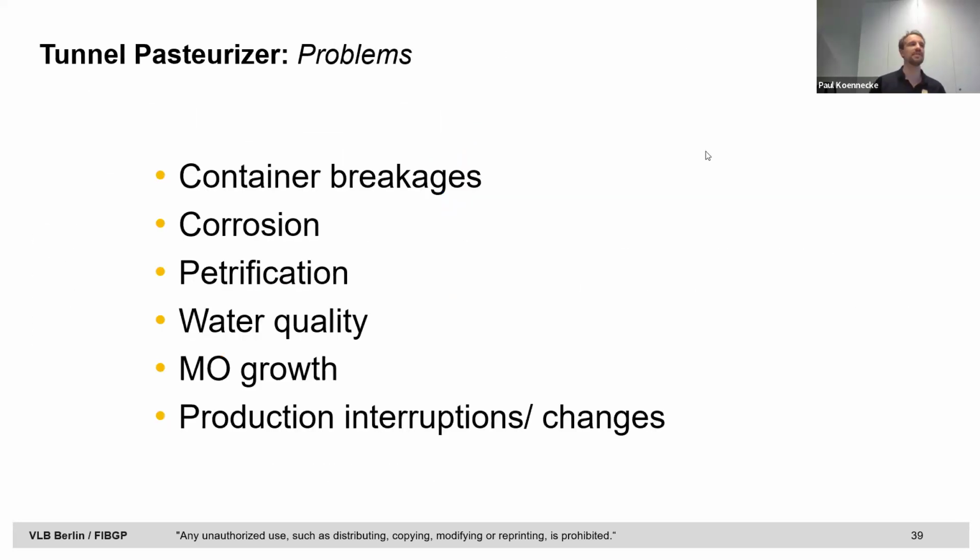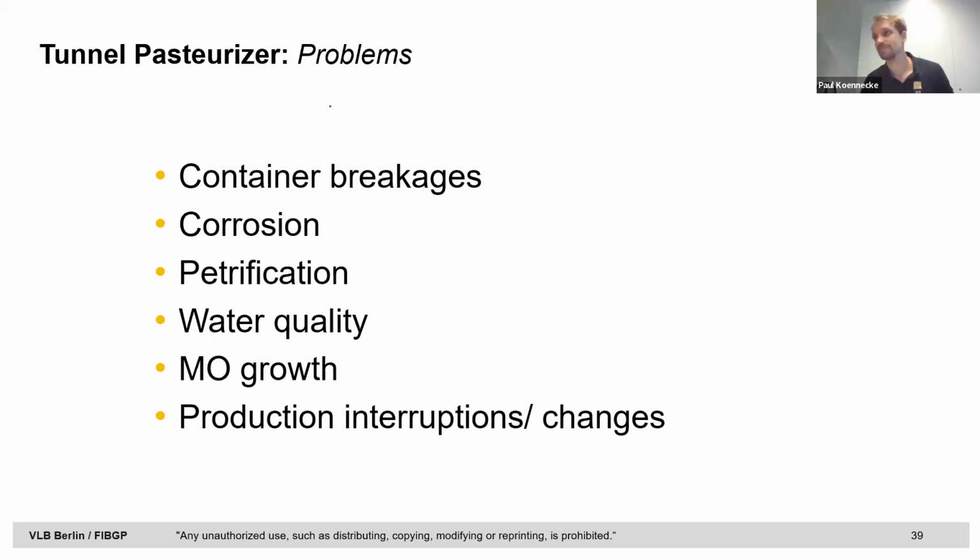The problem with tunnel pasteurizers is that even if you are very careful, you will have container breakages, because the filling process is stressing the containers, and there will probably be some cracks. And so you will have some medium going into your water bath. So you are slowly contaminating your tunnel pasteurizer, which requires a lot of cleaning in between, especially in the zones where the water is not warm enough to reduce the growth of microorganisms.